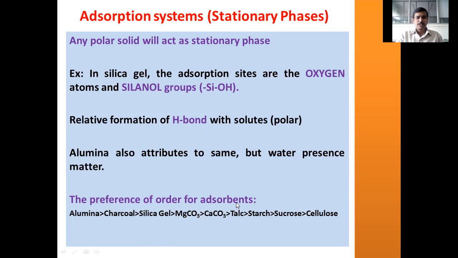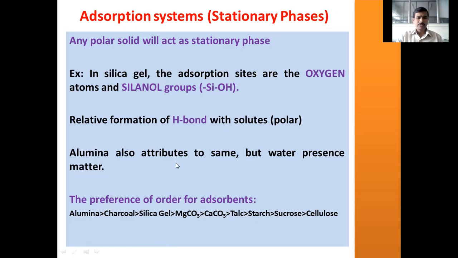The order of adsorbents among alumina, charcoal, silica gel, calcium carbonate, starch, cellulose, etc., is as follows. Alumina is more polar than charcoal. Charcoal is more polar than silica gel. It is more polar than magnesium carbonate, then calcium carbonate, talc, starch, sucrose, cellulose, etc. Based on this order, we can choose which is going to be the most specific or selective adsorbent for the separation process, right?